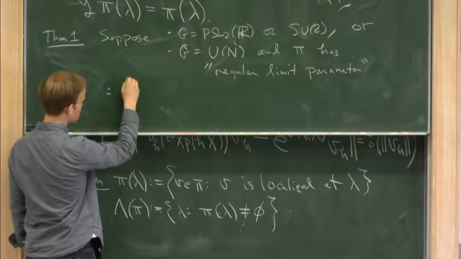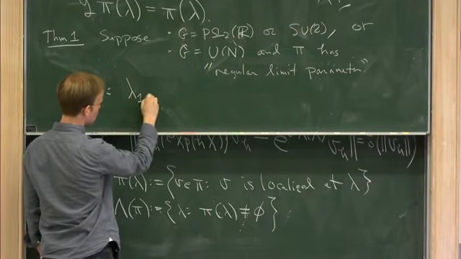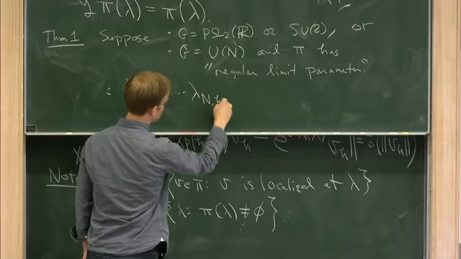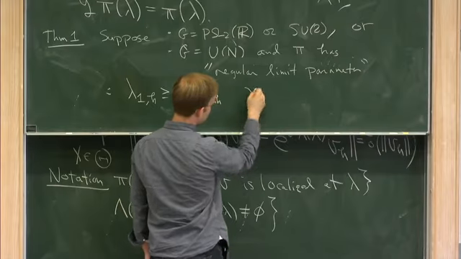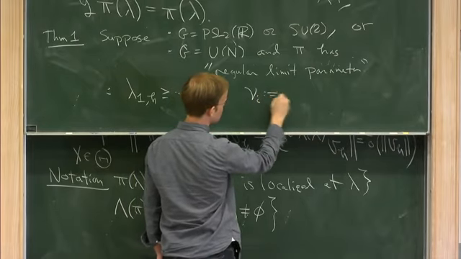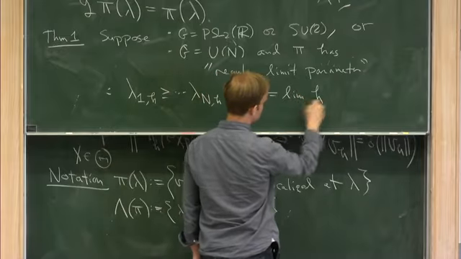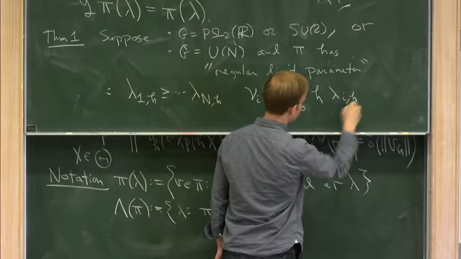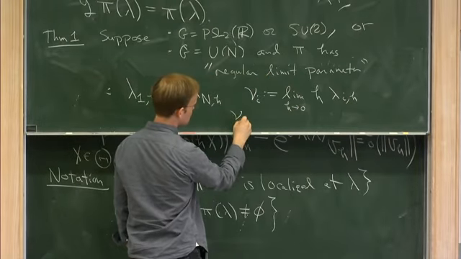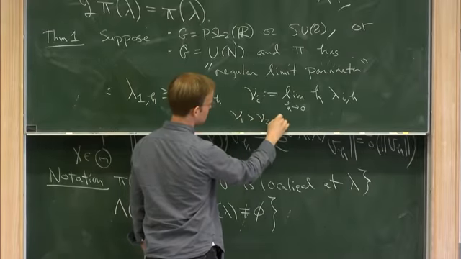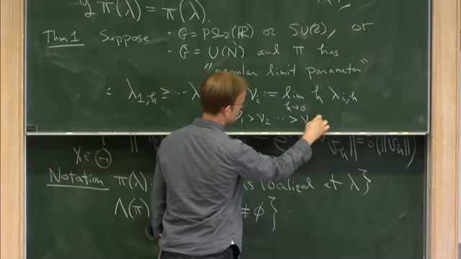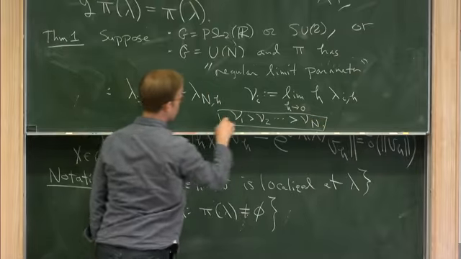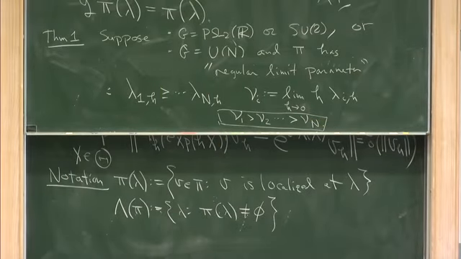So the pi h will have some highest weights, lambda 1 h through lambda n h. And then we can define some limit parameters, say nu i to be the limit as h goes to 0 of h lambda i h. And then the assumption asserts that these are all distinct real numbers. Okay. So under these conditions, we can assert the following.